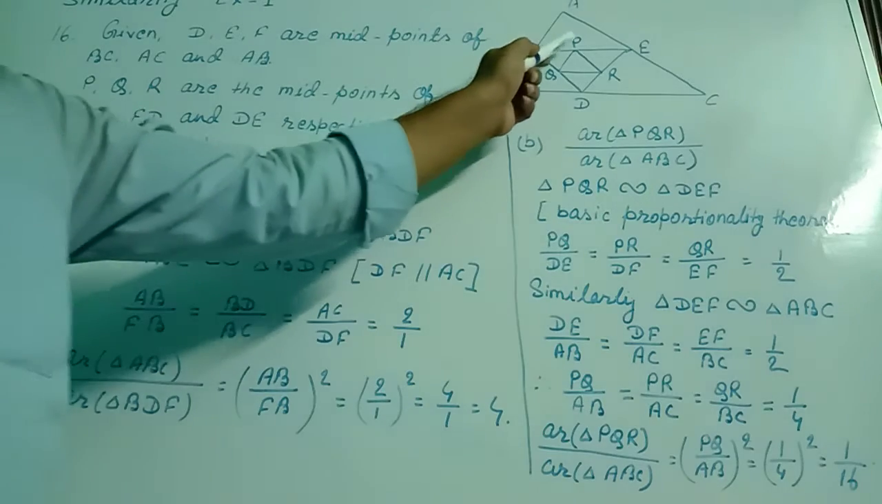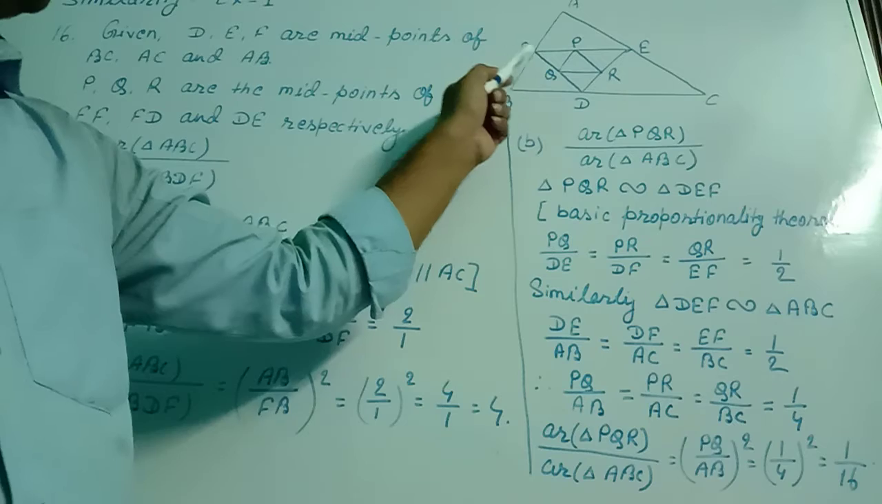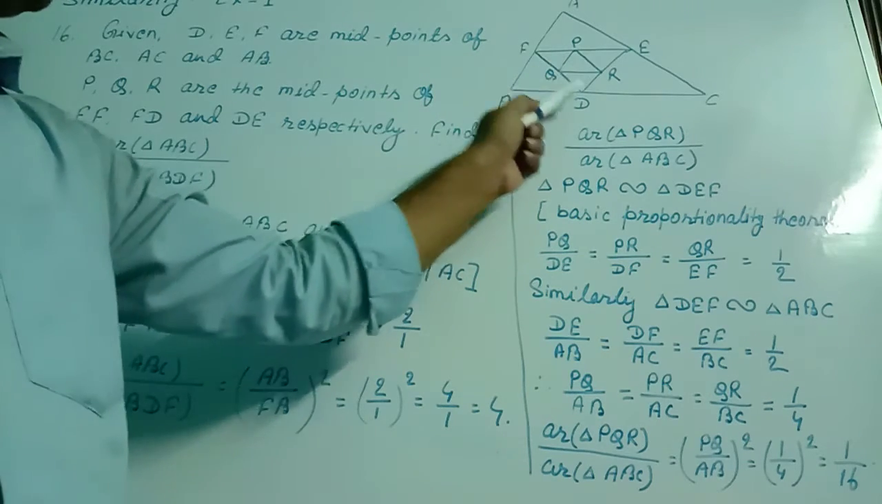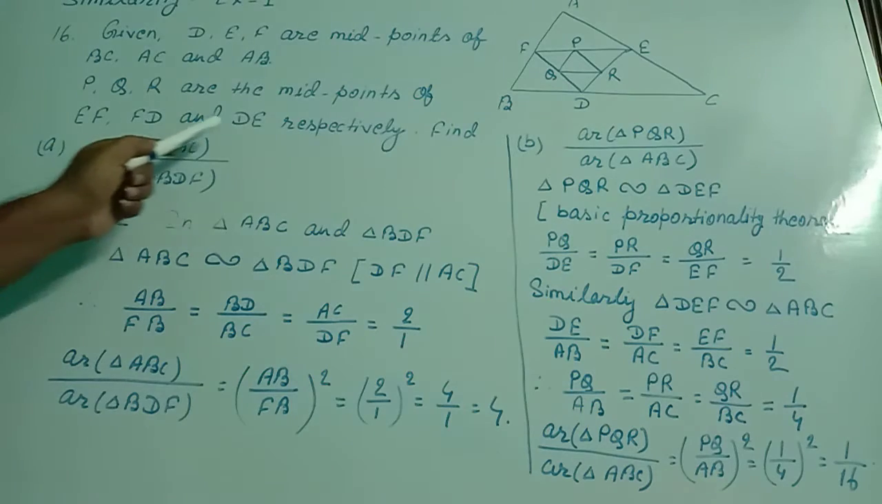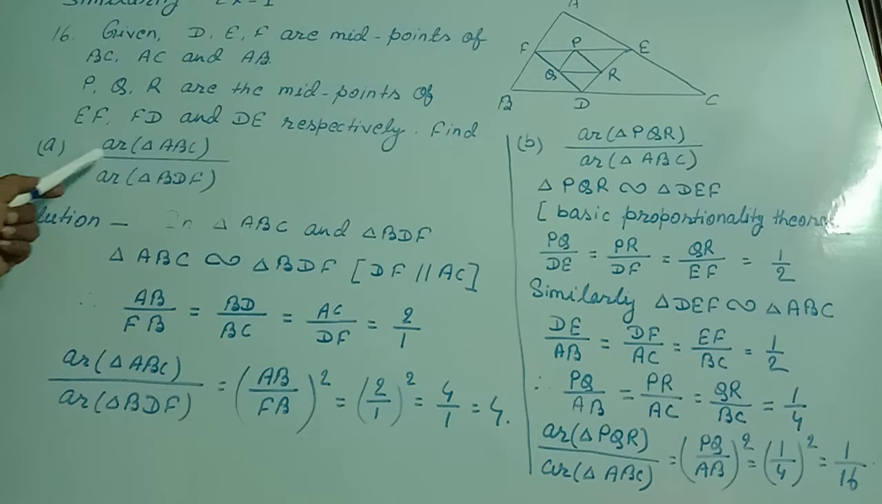Similarly, P, Q, R are midpoints of EF, FD and DE. Now we are asked to find area of triangle ABC by area of triangle BDF.